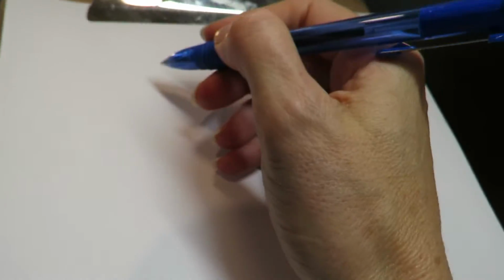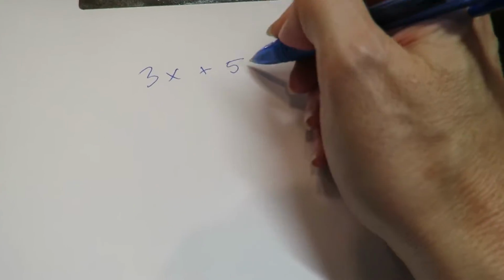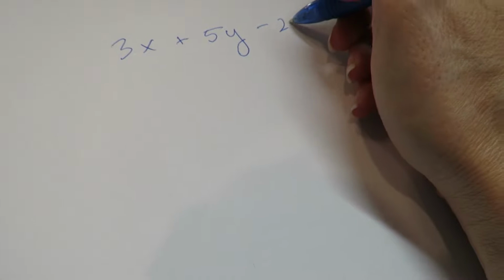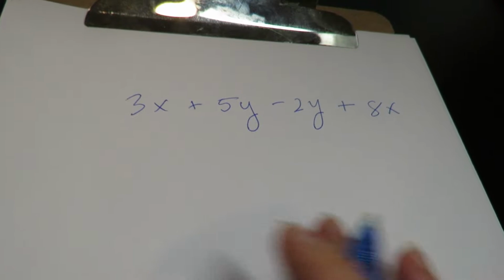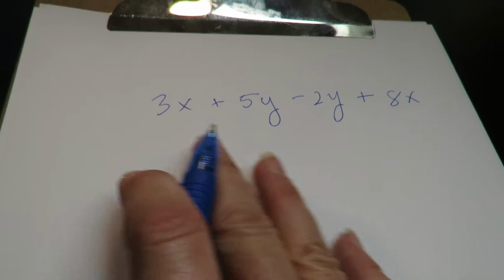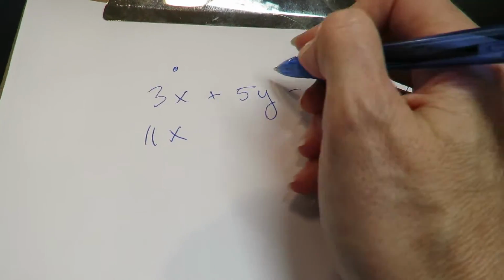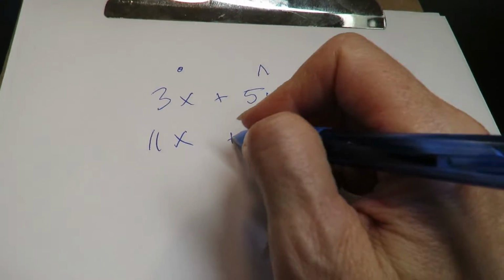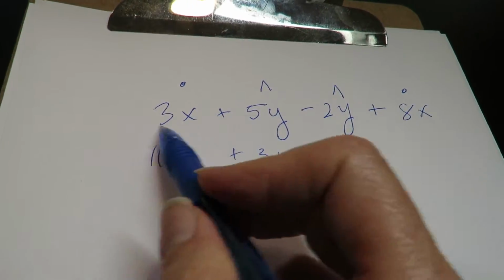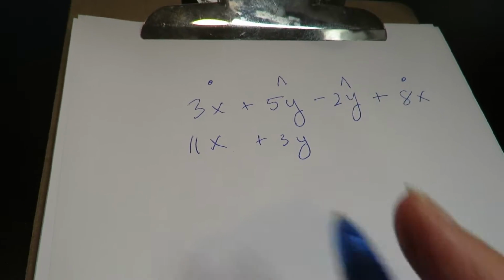If I have, hold on, let me fix my pen. If I have 3x plus, I know this isn't radicals yet, just give me a minute, I'll get there. Minus 2y plus 8x. Okay, so if I put this expression up and I want to just combine like terms, I would add this with this, which is 11x, and I would add this with this, which is 3y. So this expression, if I combine like terms, would become this. It's the same thing with radicals.